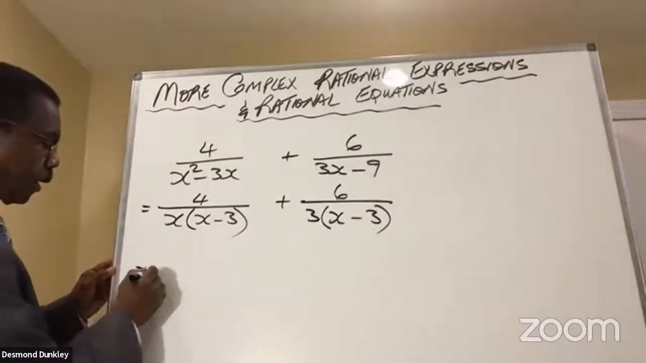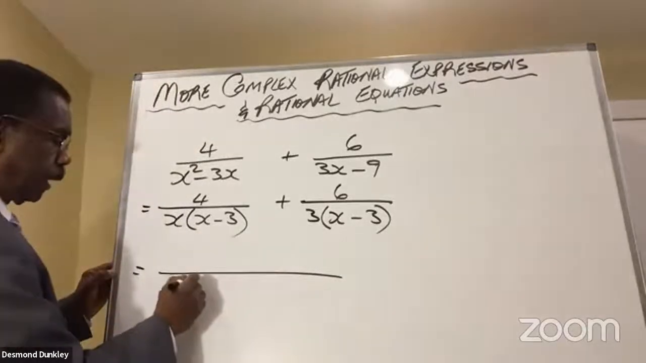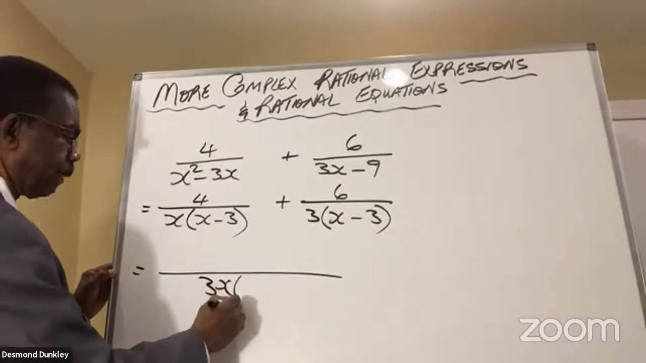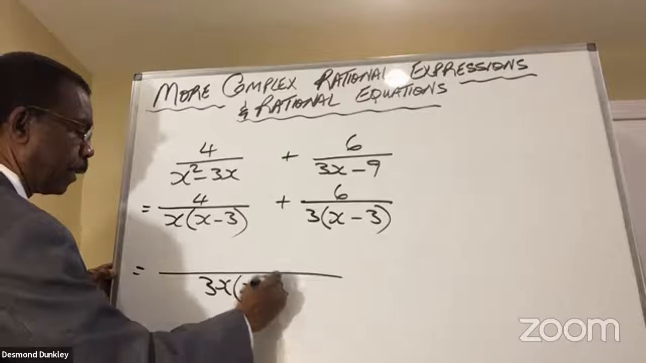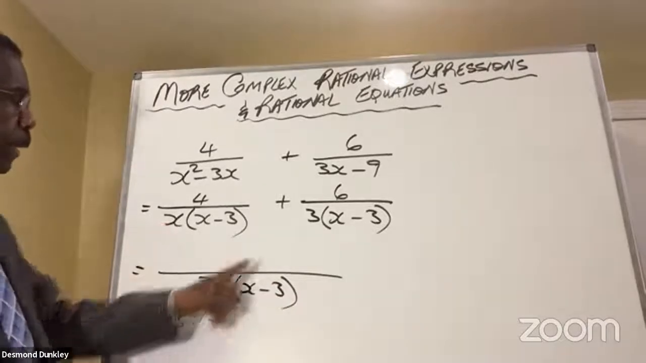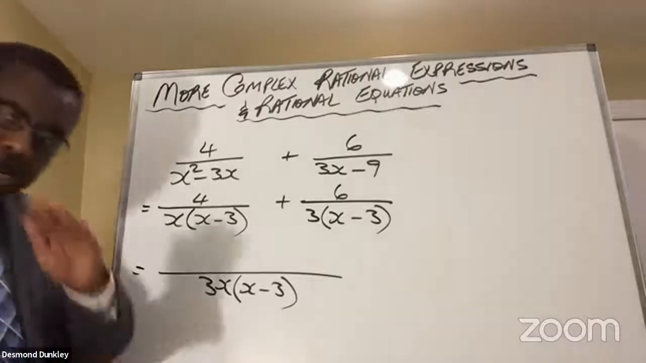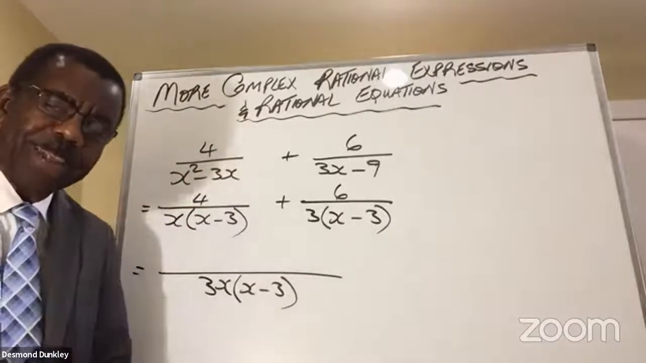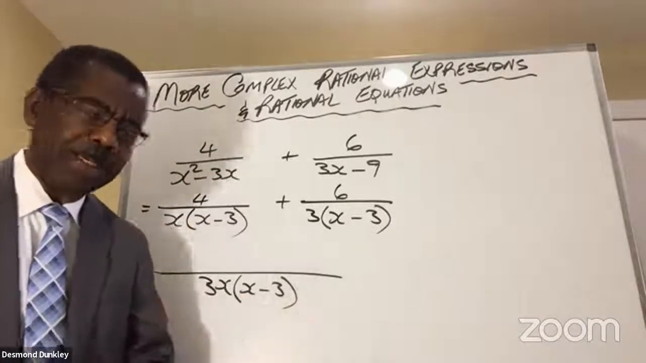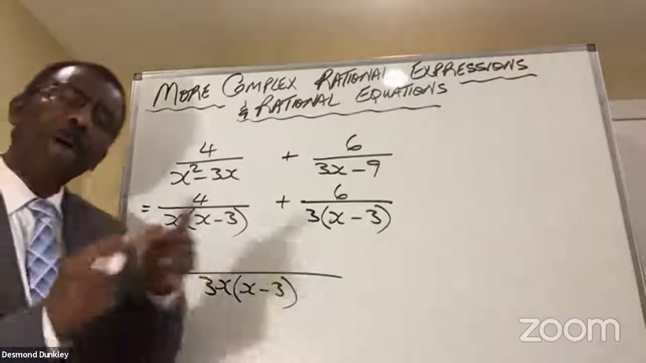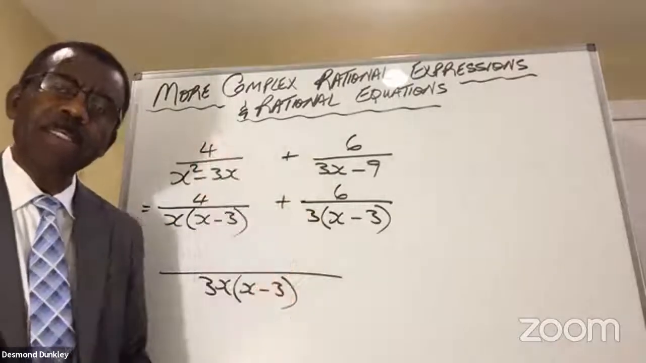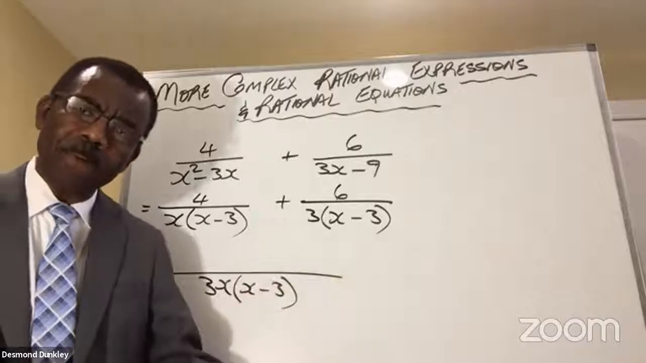So therefore, now we're going to have 3x times x minus 3. So the x is included, the 3 is included, and the x minus 3 is included. So everybody is at the table. Everybody is represented. Okay? So now we need to modify the numerator since I modified the denominators.